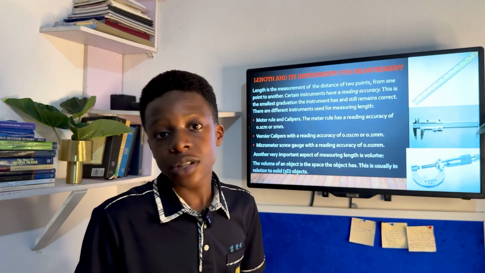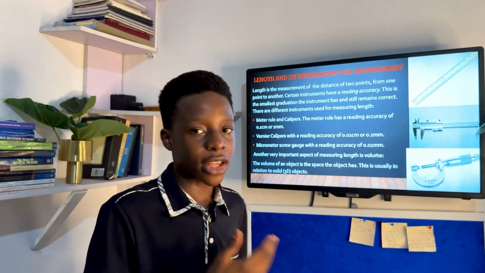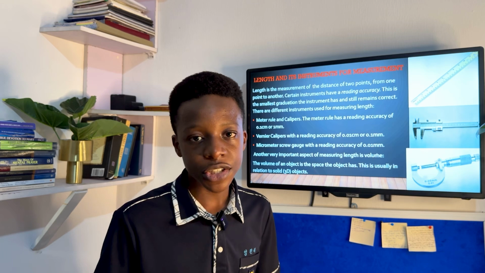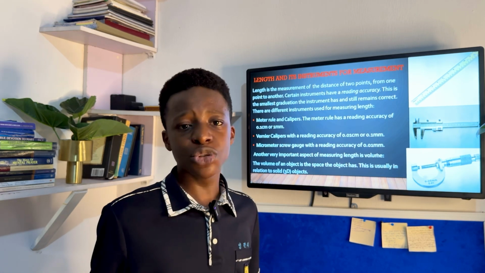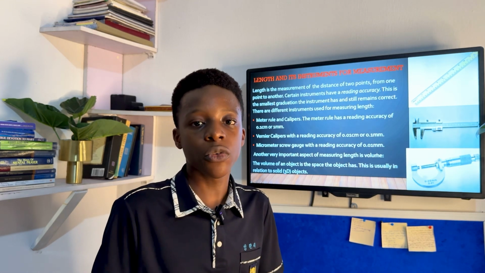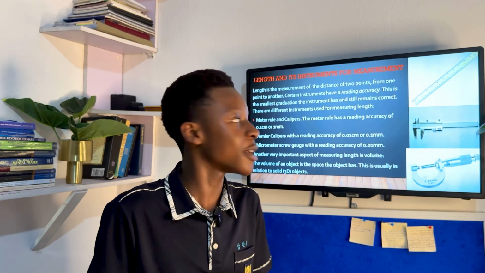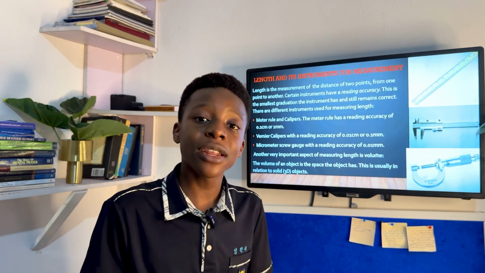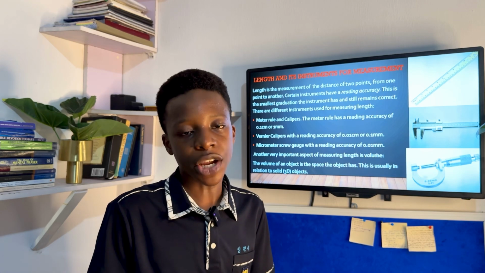So there are different instruments. There's number one, the meter rule and the calipers. There's the vernier caliper, and then there's the micrometer screw gauge. The meter rule, we practically use the ruler. It's like a short form of a ruler, and we practically use that every day. The vernier caliper is a much more complicated instrument, and it has a smaller reading accuracy.